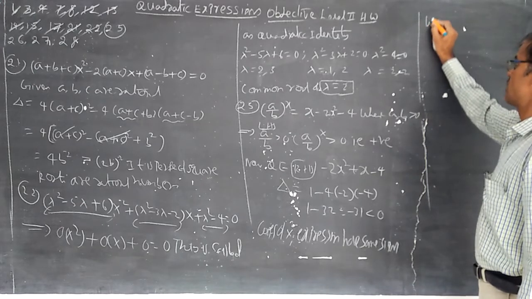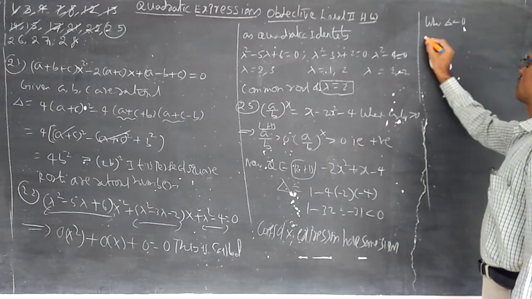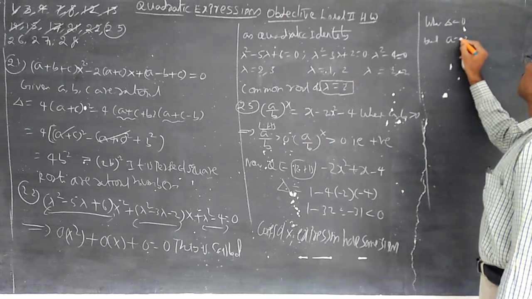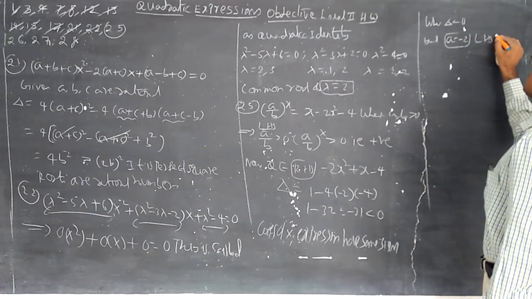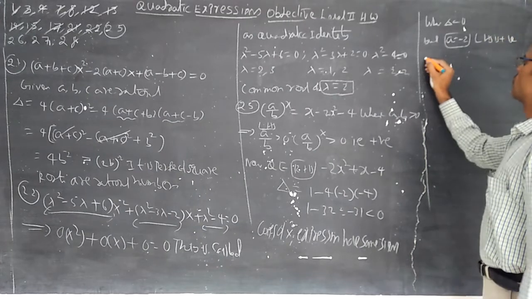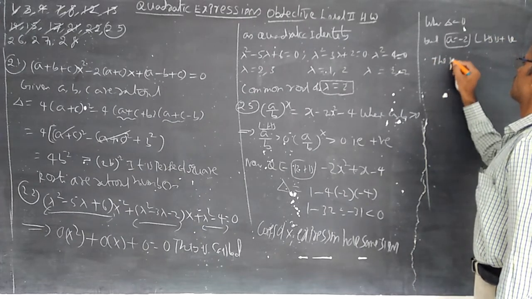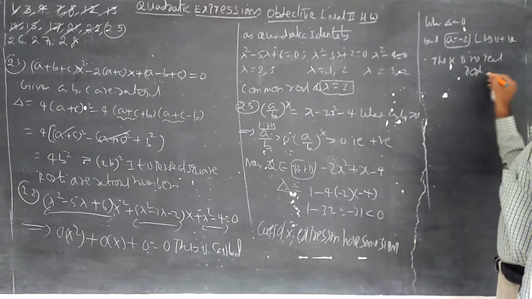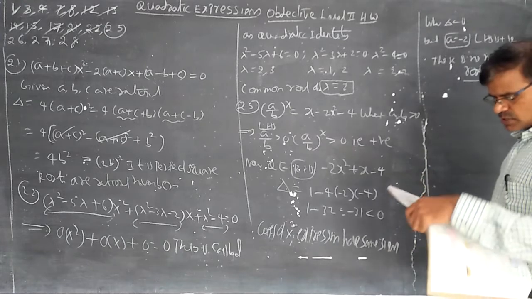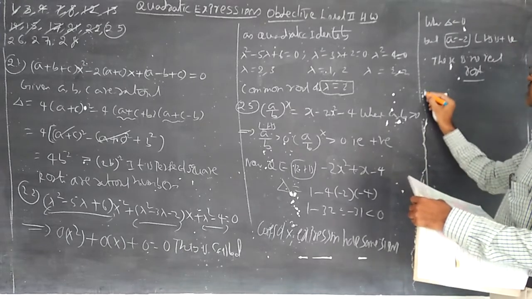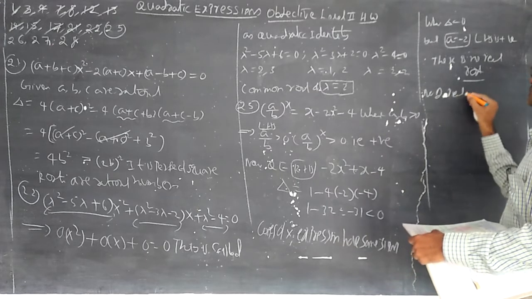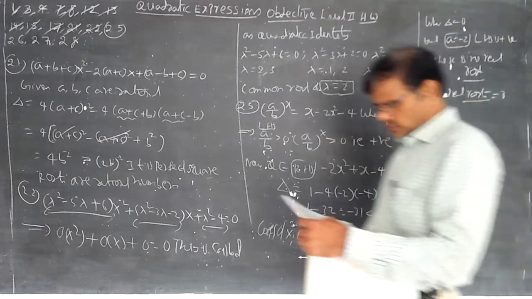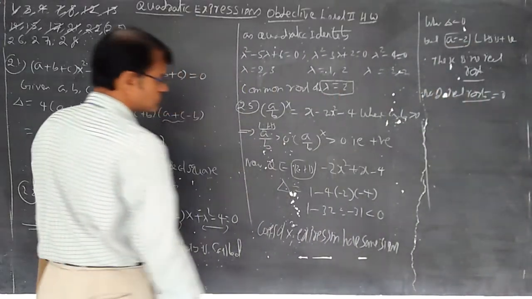When delta is less than 0, but a is equal to minus 2, LHS is positive. Therefore, there is no real root. The question is asking for the number of real roots. Number of real roots is equal to 0, that is the third option.